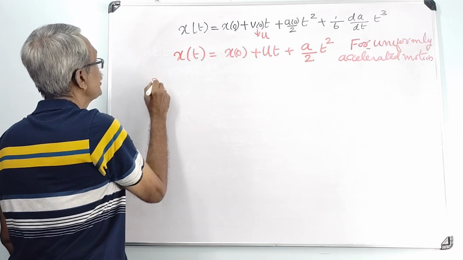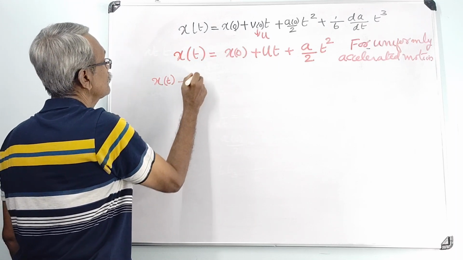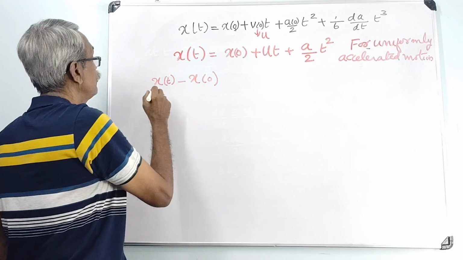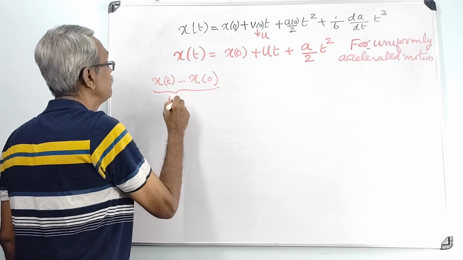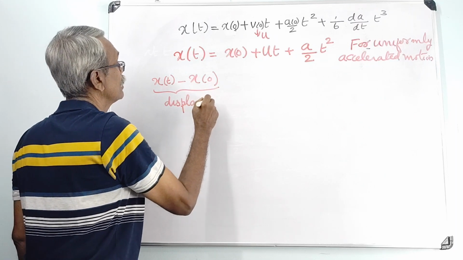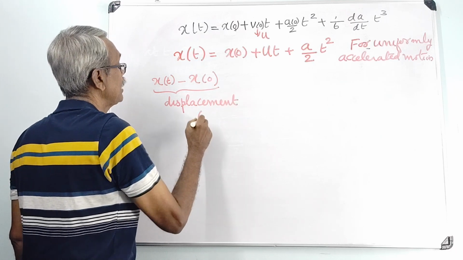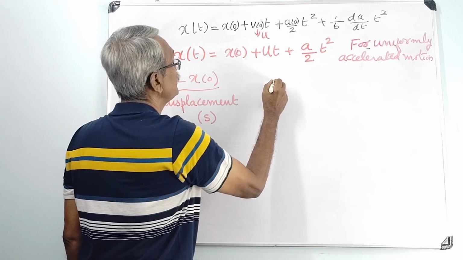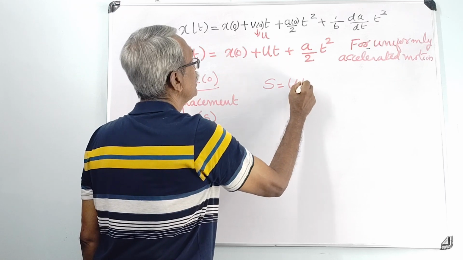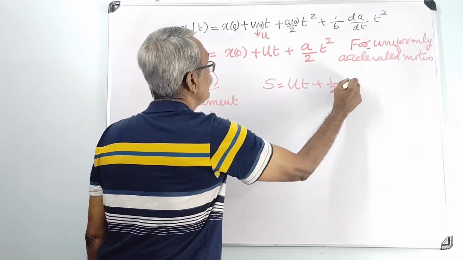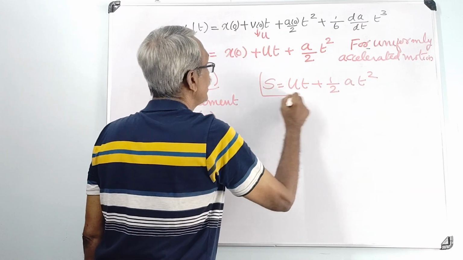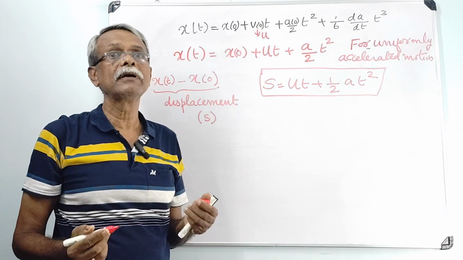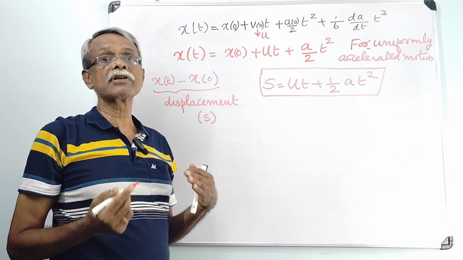And xt minus x0, where x0 is the initial position and xt is the final position, therefore this difference will be the displacement. And this displacement we usually write using the letter s. And therefore we can write this relation as s is equal to ut plus half at square, which is the familiar equation of kinematics you study in the lower classes. But here the difference is that we have shown that using the methods of differential calculus.